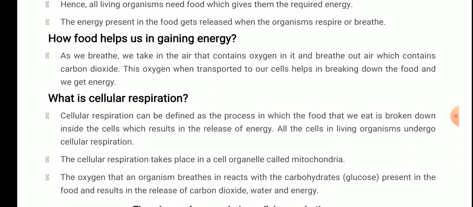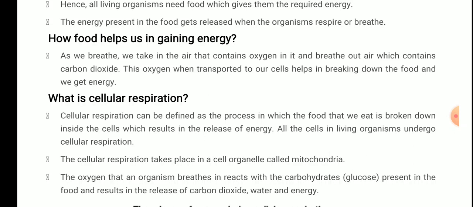Now as the name suggests, powerhouse of the cell means it gives power to the cell. Power in terms of energy, energy for performing various kinds of functions. So cellular respiration takes place in a cell organelle called mitochondria, and you must remember that mitochondria is known as the powerhouse of the cell.